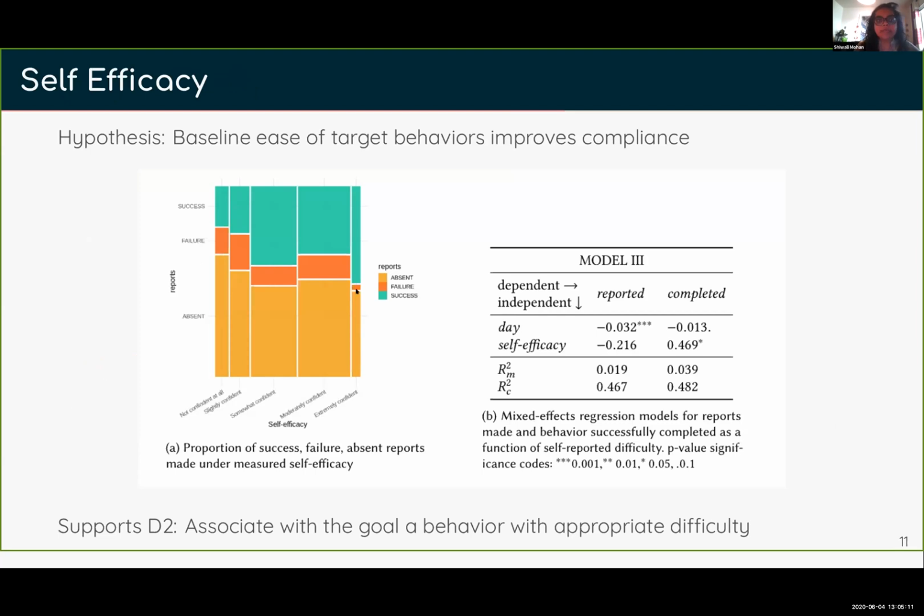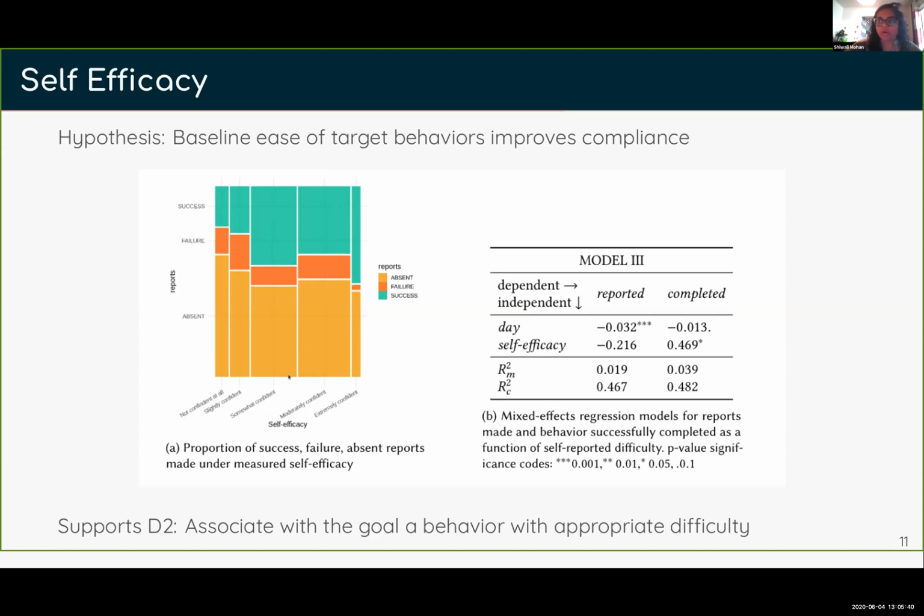We had several hypotheses. The first hypothesis was that baseline ease of target behaviors improves compliance. So if you're trying to do something that's easy, that you are confident in, you're more likely to do it. But if something is very hard and you are not confident in it, you are unlikely to do it. So the coach should be able to titrate the behaviors they're assigning to your comfort level. And we saw some of this in our data set.